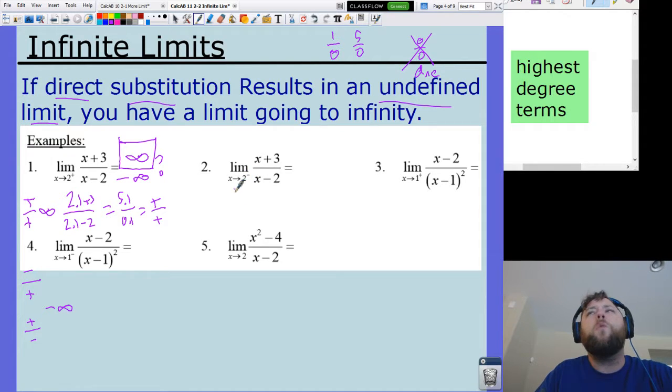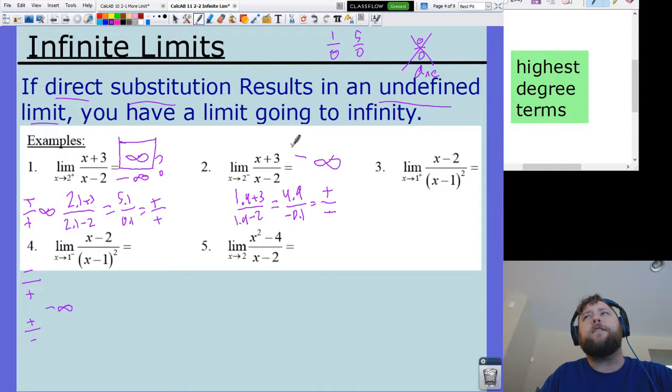So let's go to 1.9. So I'll have 1.9 plus 3 over 1.9 minus 2. When you have that, you get a 4.9 over negative 0.1. So you have a positive over a negative. So positive divided by negative is negative, so I'm going to be at negative infinity.